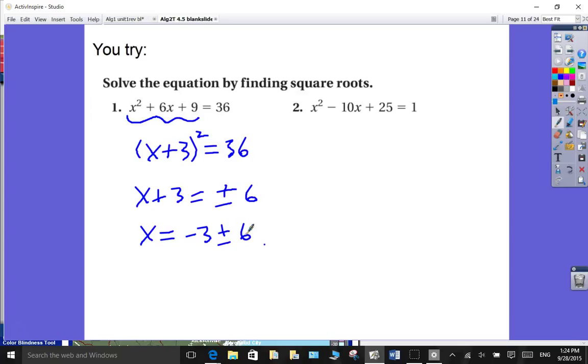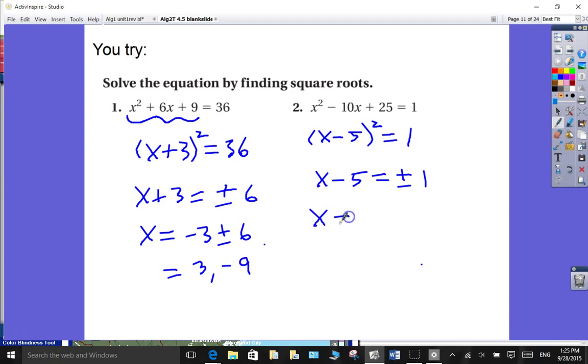You don't have to leave it like that. We can calculate that. Negative 3 plus 6 equals 3. Negative 3 minus 6 is negative 9. Two answers. How about the one on the right? How did it factor? X minus 5 squared equals 1. So x minus 5 equals plus or minus 1. Take the square root. Add 5. X equals 5 plus or minus 1, which is 6 and 4.